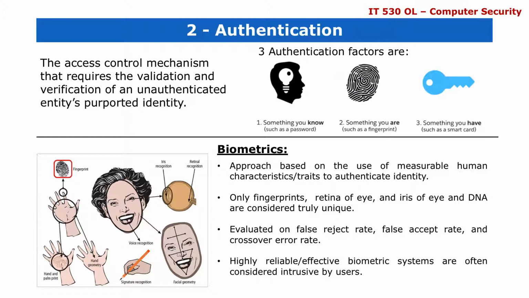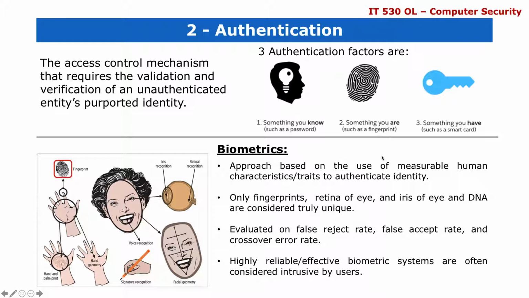Something you are depends on the characteristics of the individual. It could be facial geometry, hand geometry, palm, fingerprint, iris, including retina recognition. People are really sensitive to the eye biometric thing, but that's all part of something you are. It's considered one of the strongest authentication factors, especially considering that each individual has their own unique biometric characteristics.